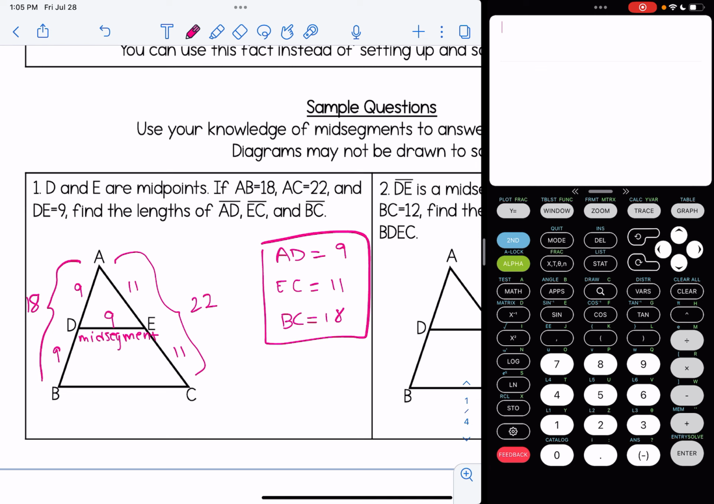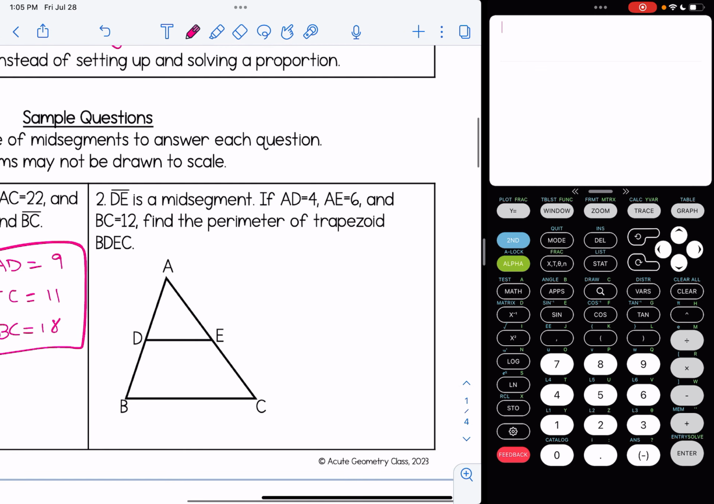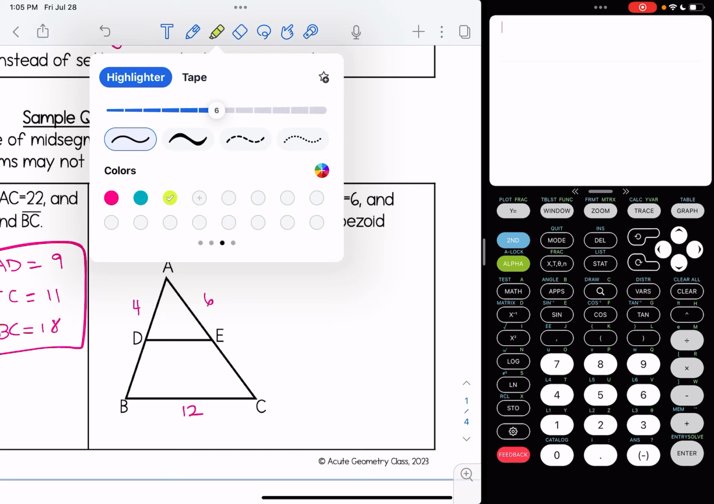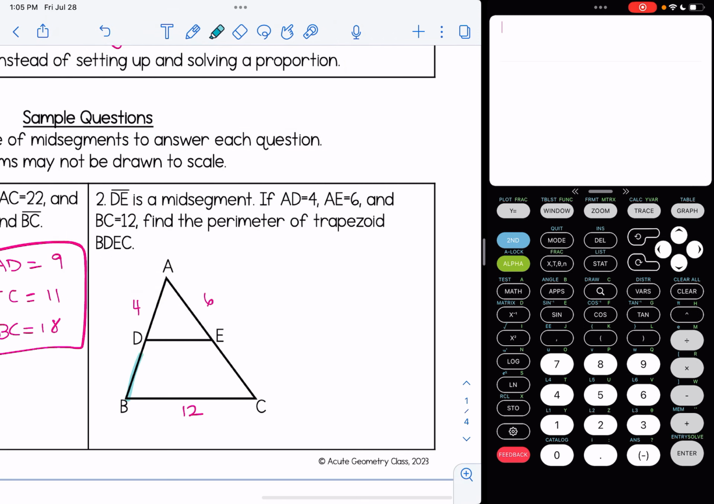All right, let's look at some more. In 2, DE is a midsegment. If AD is 4, AE is 6, BC is 12, we're going to find the perimeter of trapezoid BDEC. Anytime I see a perimeter question, I like to grab my highlighter and go in and just highlight the shape that I'm supposed to find the perimeter of. And when I do that here, I notice it's a 4-sided shape, but I only have one of the side lengths. So I have 3 more side lengths to find first.